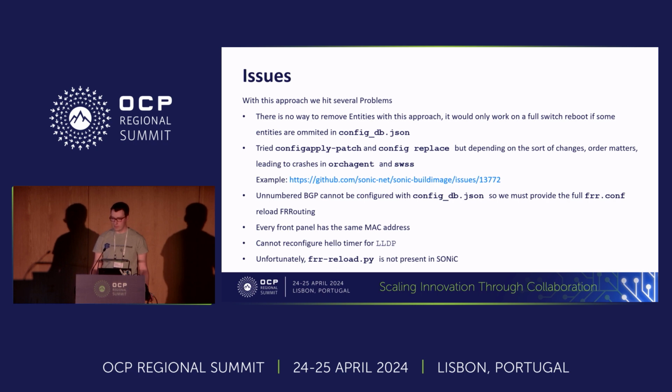So this doesn't work. And also we have to use unnumbered BGP, and we cannot configure unnumbered BGP with a config.db JSON. We can configure numbered BGP with a config.db JSON, but not unnumbered. So we have to stick with the old approach we used with Cumulus: write a whole FRR configuration and load it into the FRR routing daemon.